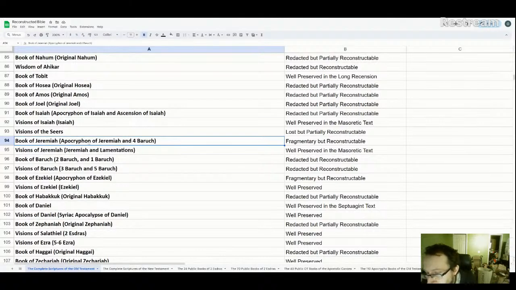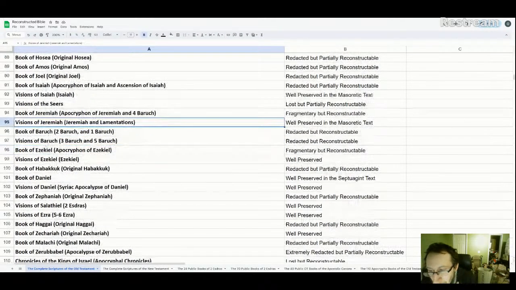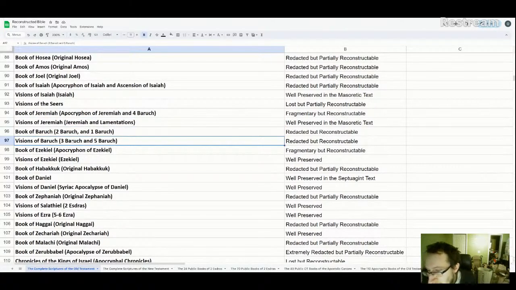It represents the text that we have fragments of in the Dead Sea Scrolls, as well as there's an Arabic Apocryphon of Jeremiah. So this would be the original version of that. Regular Book of Jeremiah and Lamentations. Then we have Book of Baruch, which is just for me, Second Baruch and First Baruch. The Visions of Baruch, so that's Third Baruch, and another book called Fifth Baruch.